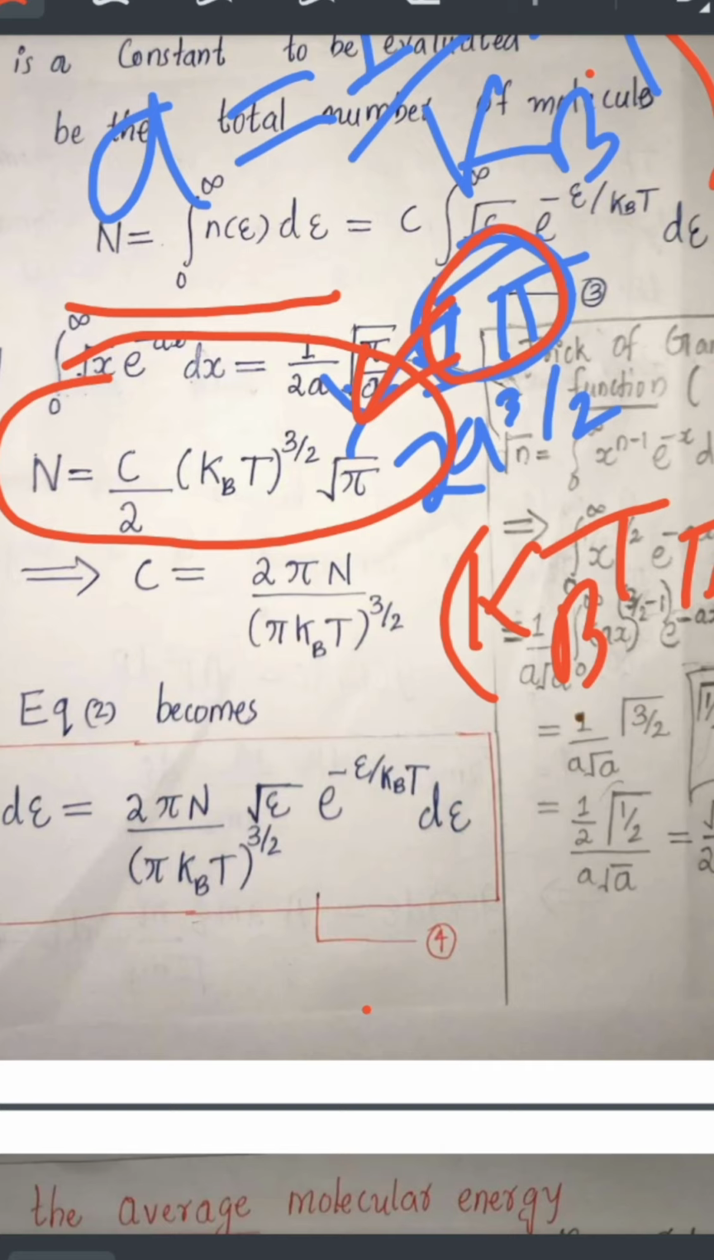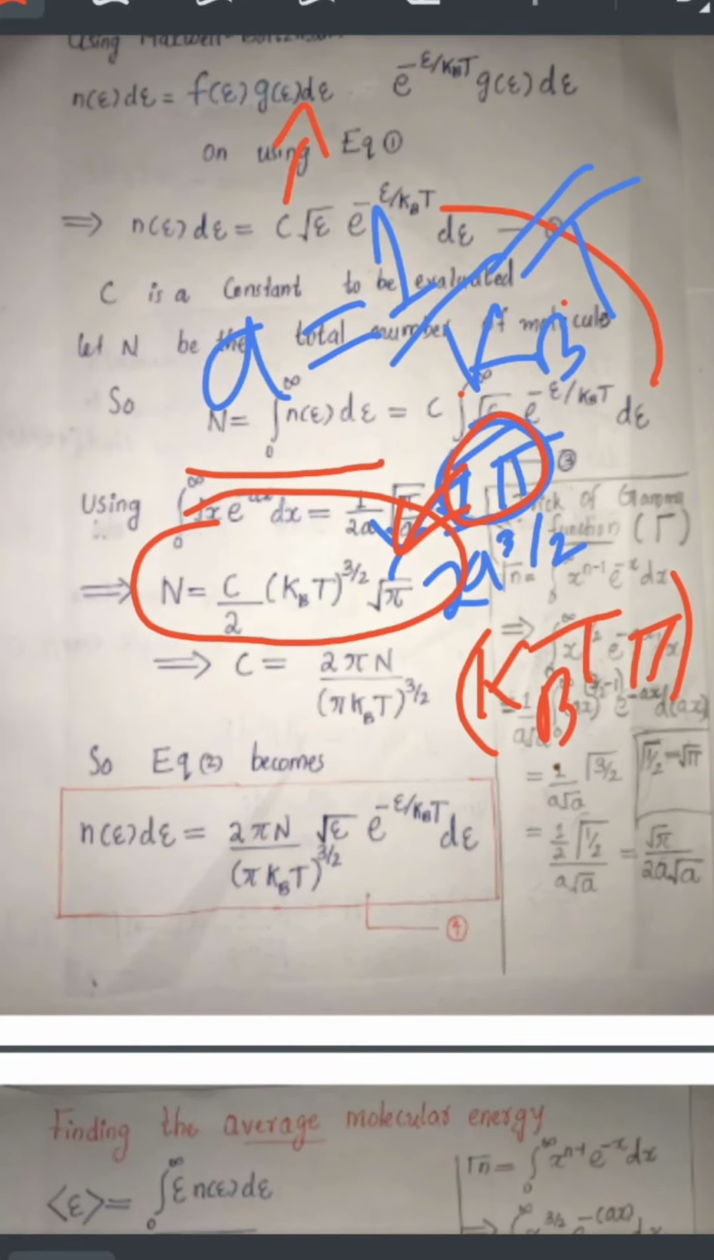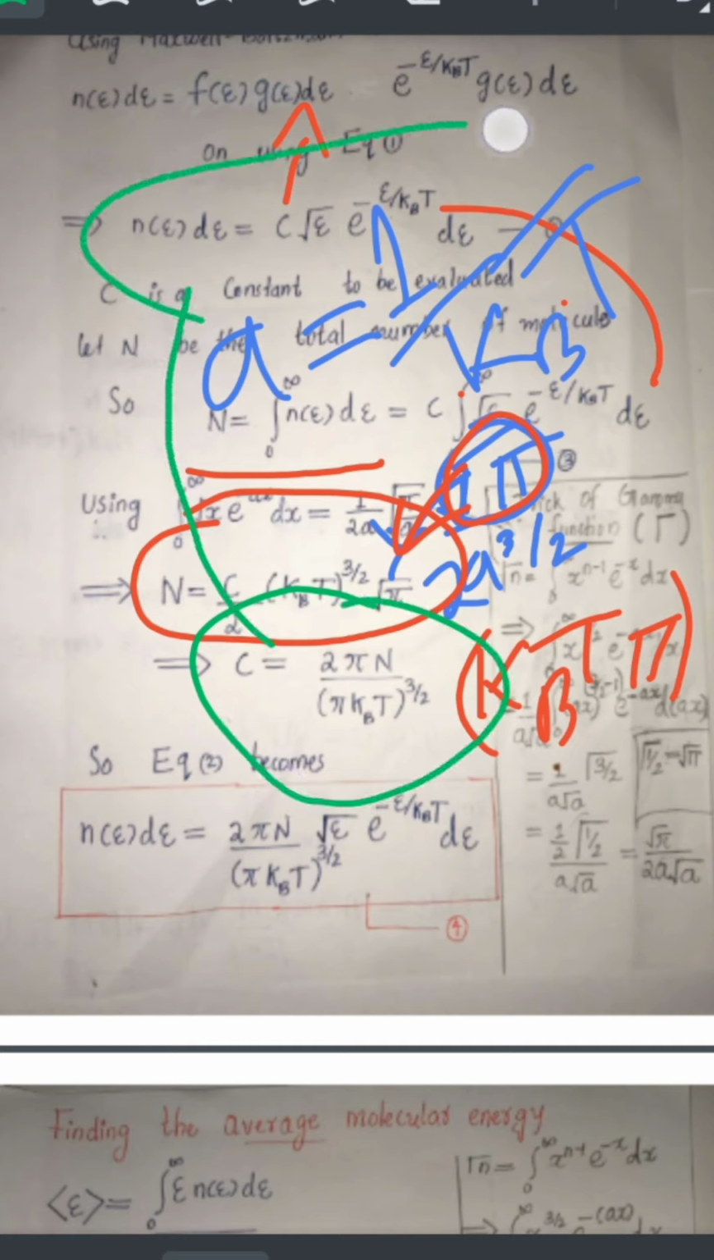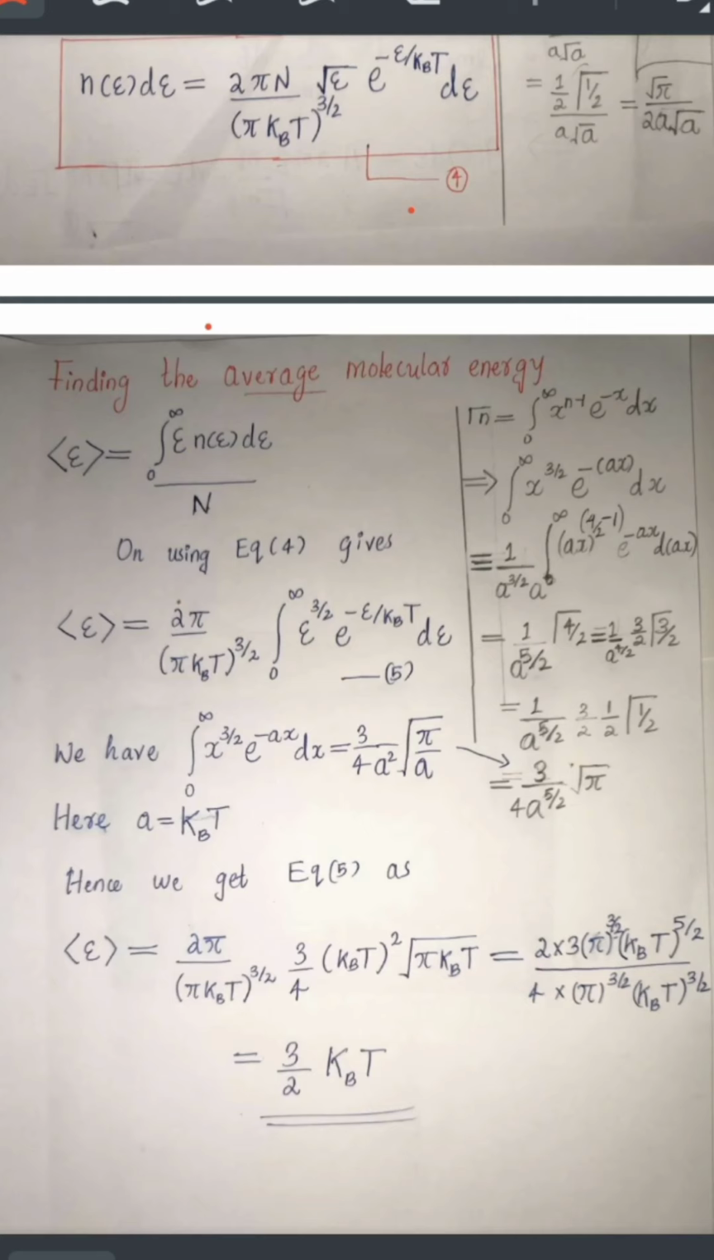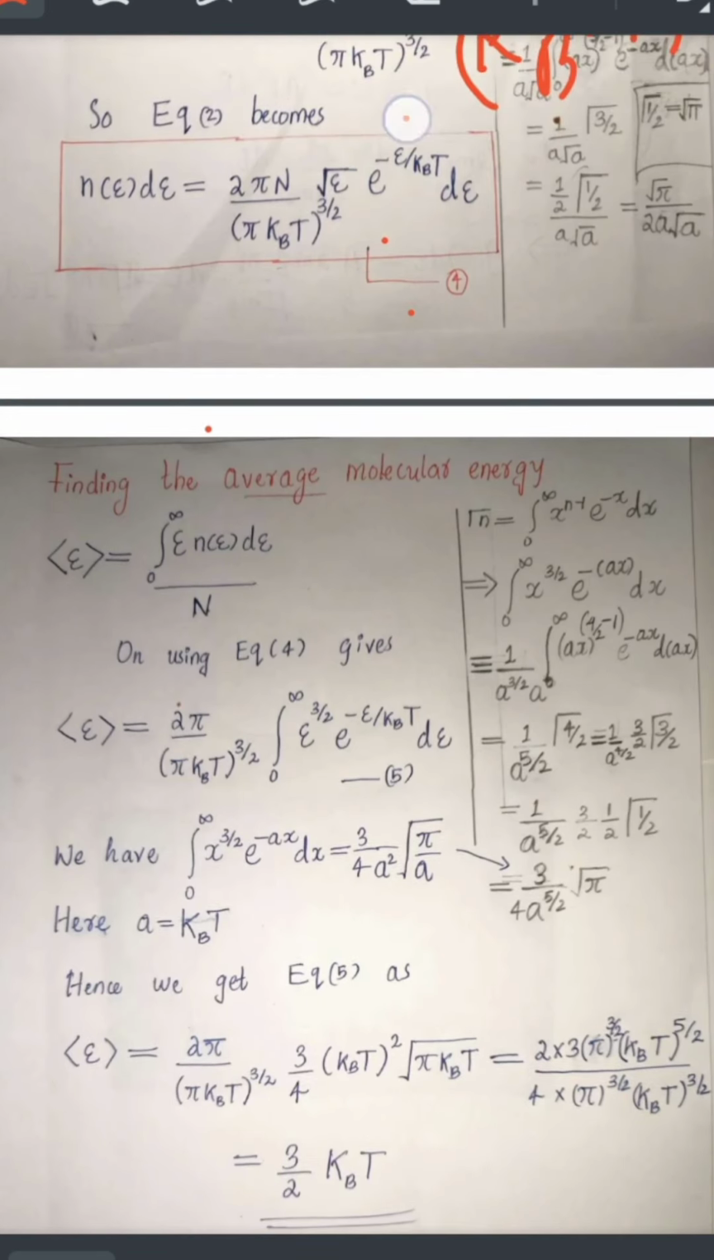So if we substitute this c in this equation, we will get n of e dE as 2 pi n over pi kBt whole to the power 3 by 2 root e to the power minus e over kBt dE. So now we have n of e dE. Maybe this also can be asked in your exams. Now we have this n of e dE.